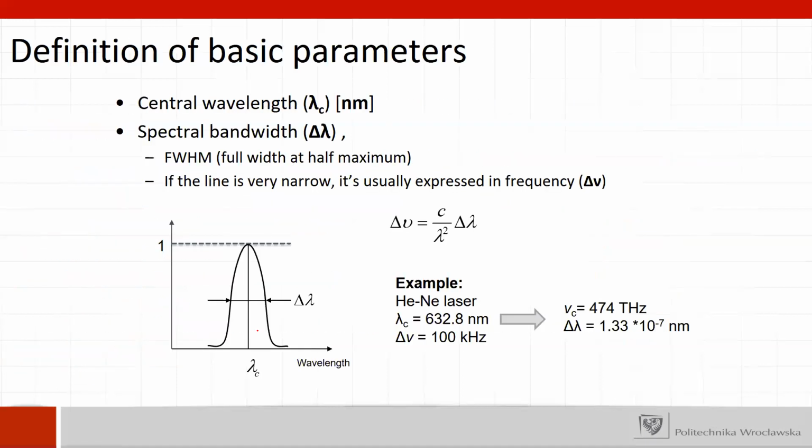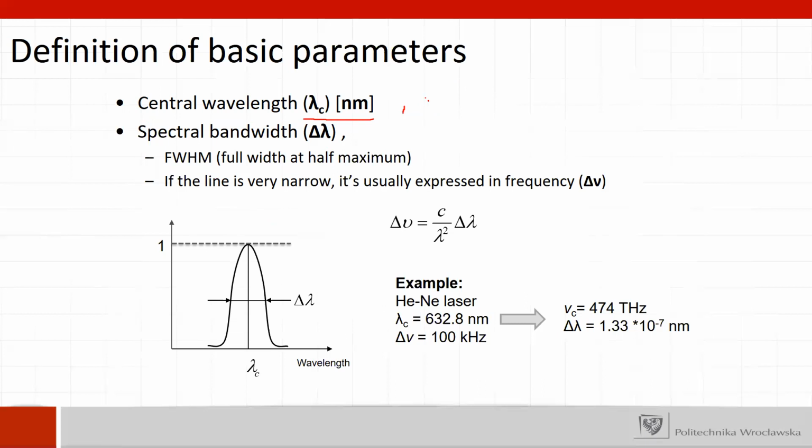So just as a quick reminder, we will define some of the basic parameters of lasers. So just to quickly conclude these parameters. The most important parameter is of course the wavelength or the frequency of the laser emission. So we express it in nanometers if we speak in wavelength, or in hertz or terahertz usually if we express it in the frequency domain.